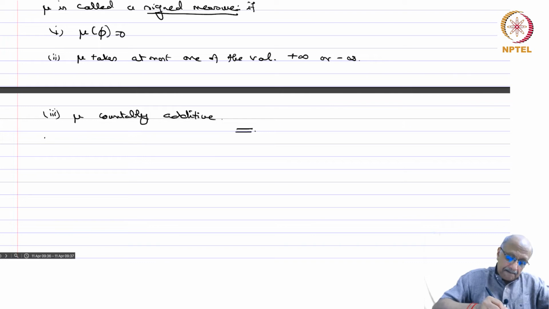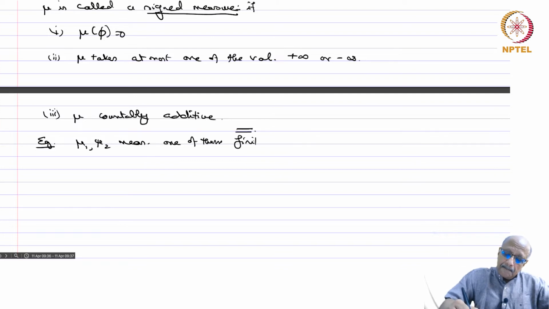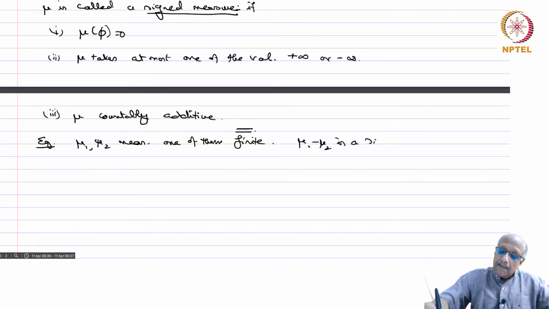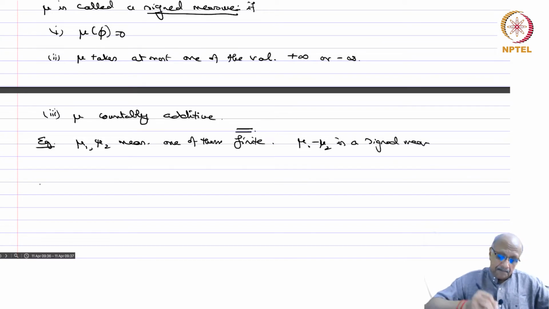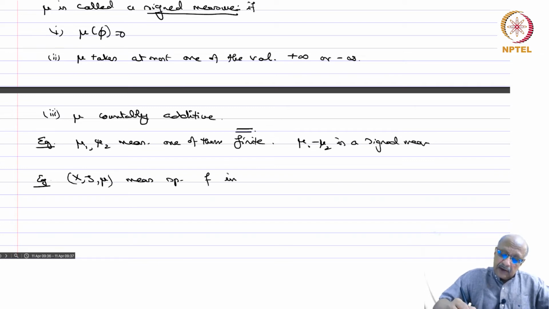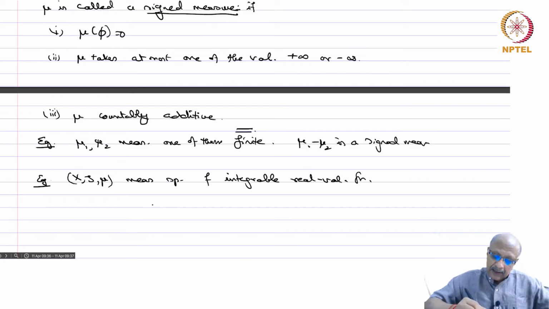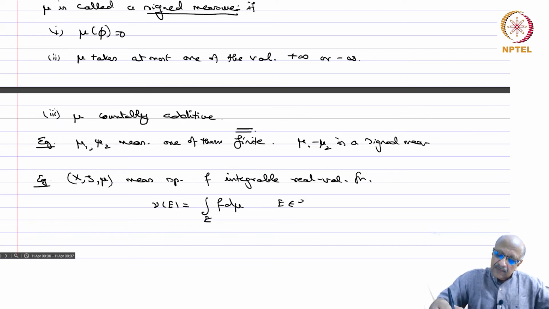Okay, so example: mu1, mu2 measures, one of them finite. Then mu1 minus mu2 is a signed measure. Example: X, S, mu a measure space, f an integrable real valued function. Then nu of E equals the integral over E of f d mu, for E in S, defines a signed measure.